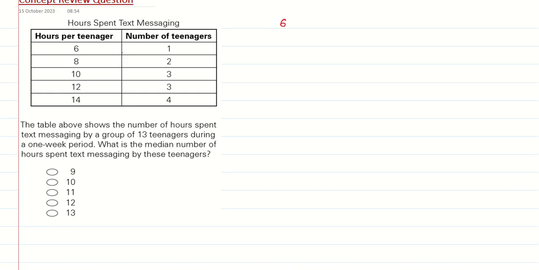Only one. And what about 8 hours? The number of teenagers is 2, so 8 hours, two times, correct? And what about 10? 10, 10, 10, three times. What about 12? Again 3. And then what about 14? 4 times.